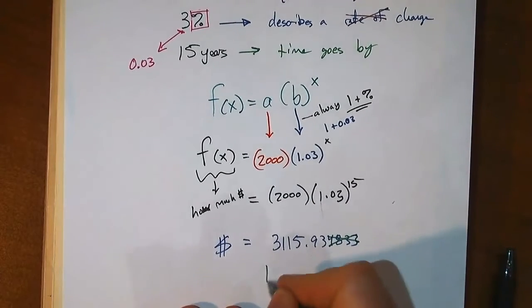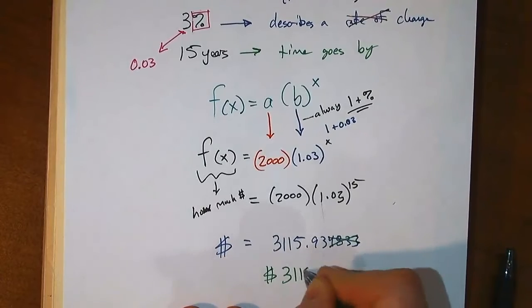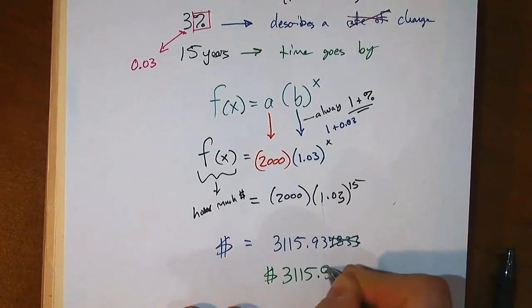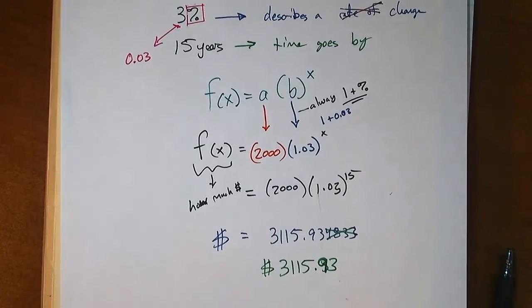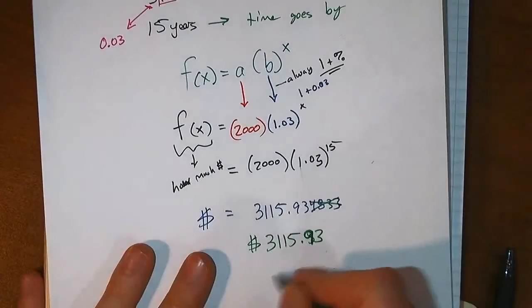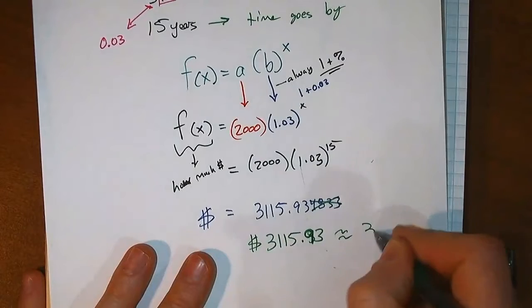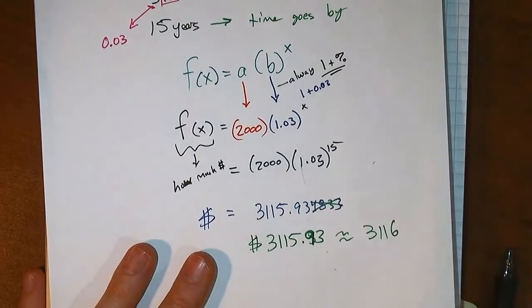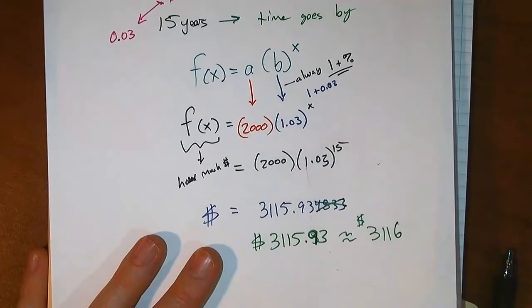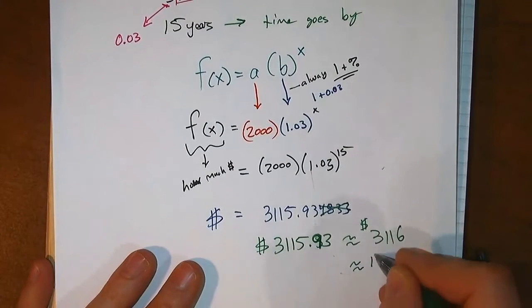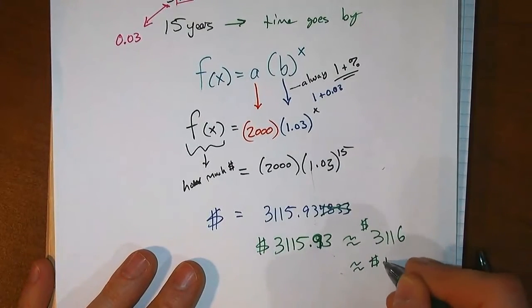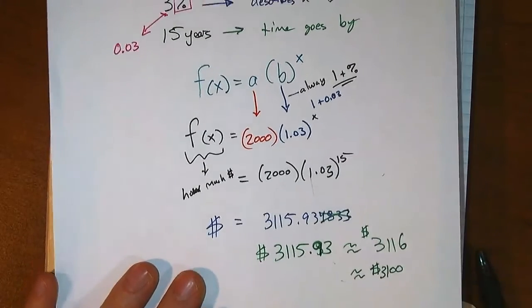So I might say that I currently have this much money, $3,115.93, in my account. I might say that. And that would be a fine, correct answer. I might choose to round that off and say, that's about $3,116. And that would be a fine answer, okay? I would say in this case, probably most people would round it off even more than that and say, I've got about 3,100 bucks, okay?